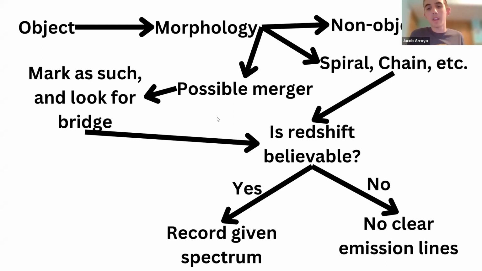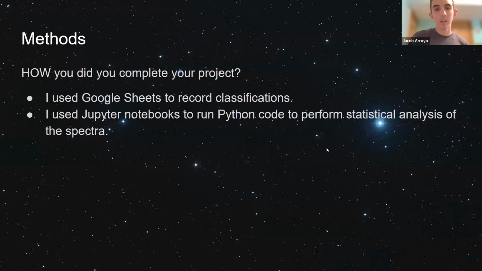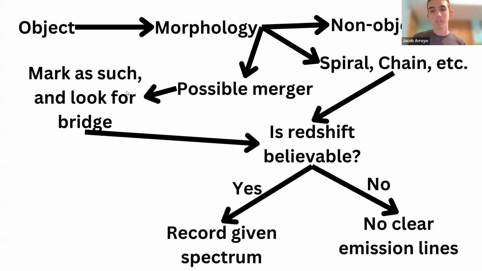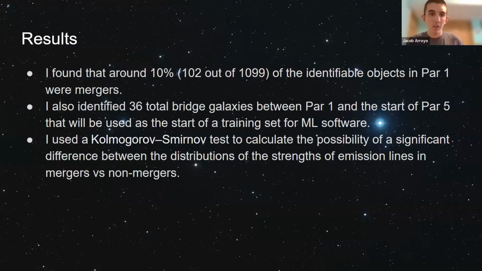And then I looked at the redshift graph, and if it was very clear, kind of like this one here, where it had mainly one clear peak or mainly a few clear peaks, then I would be more confident that the given spectrum was correct. But if not, I would simply write that I couldn't really be confident about which emission lines I was seeing.